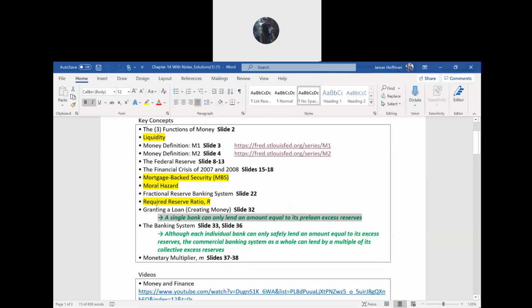Okay, so a single bank can only lend in excess of its pre-loan excess reserves. Like if you have $100 deposited and the reserve requirement is 10%, you can only lend out 90. You have to keep the other 10. Okay, so you can only lend out what you have in excess. The reserve part you have to keep on reserve. But the banking system as a whole can create a multiple of new money.